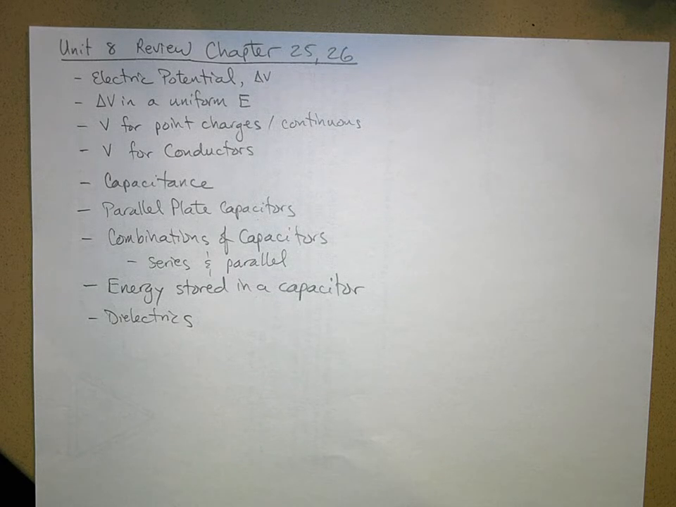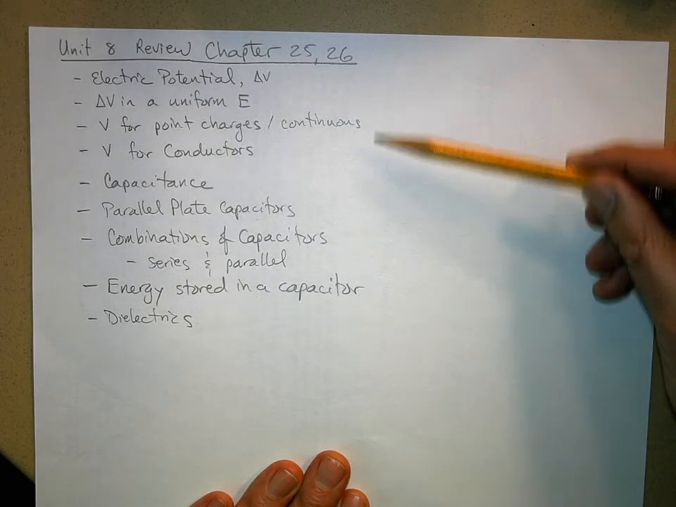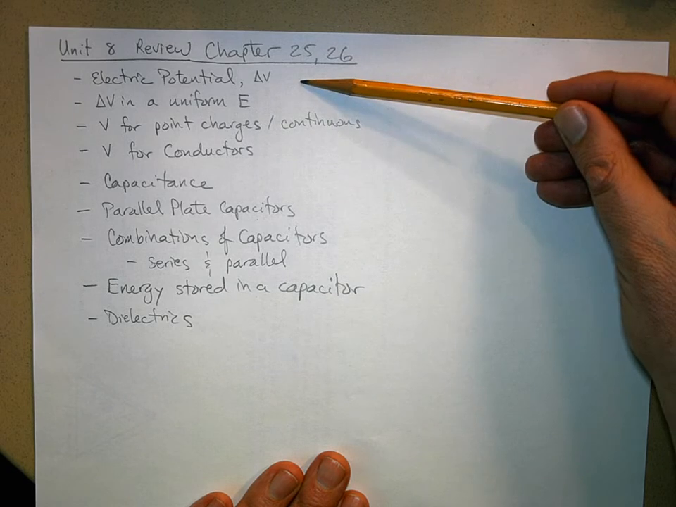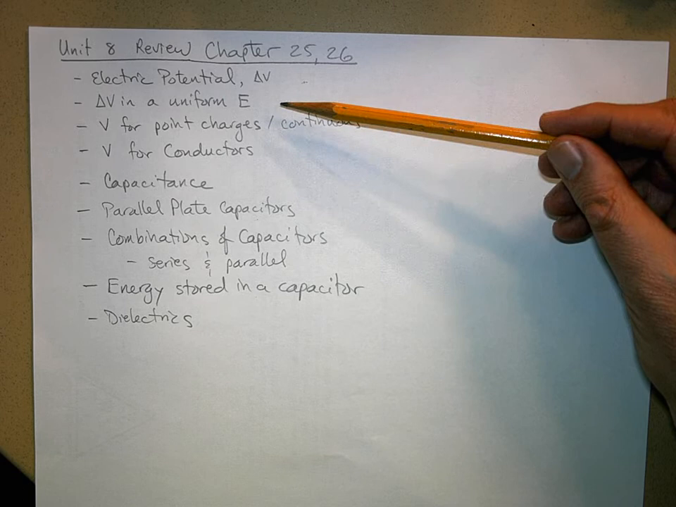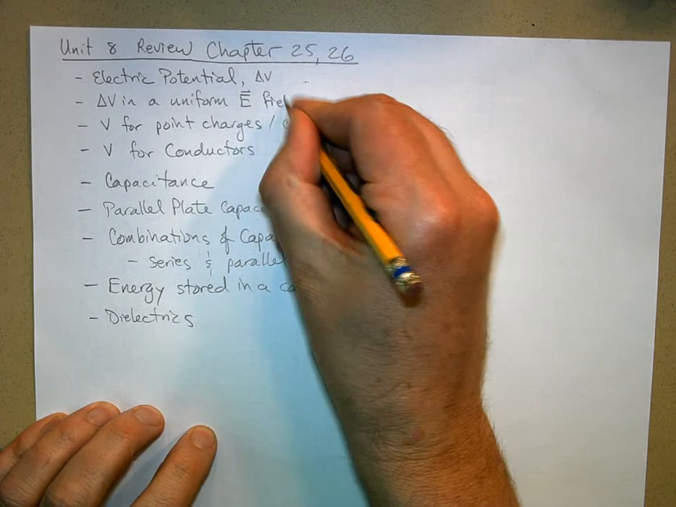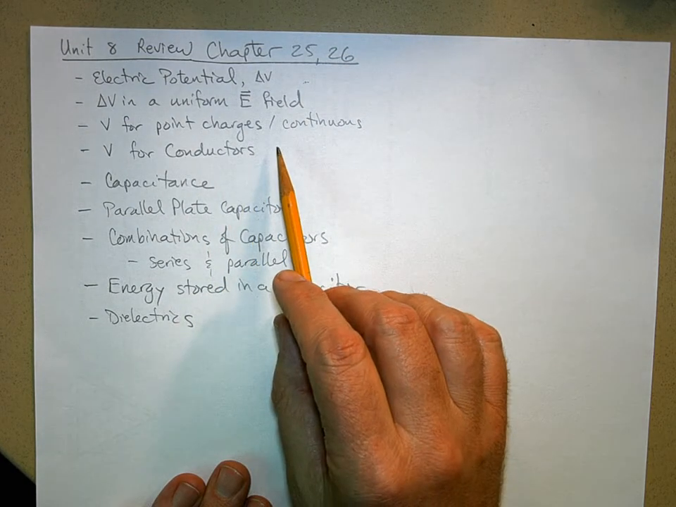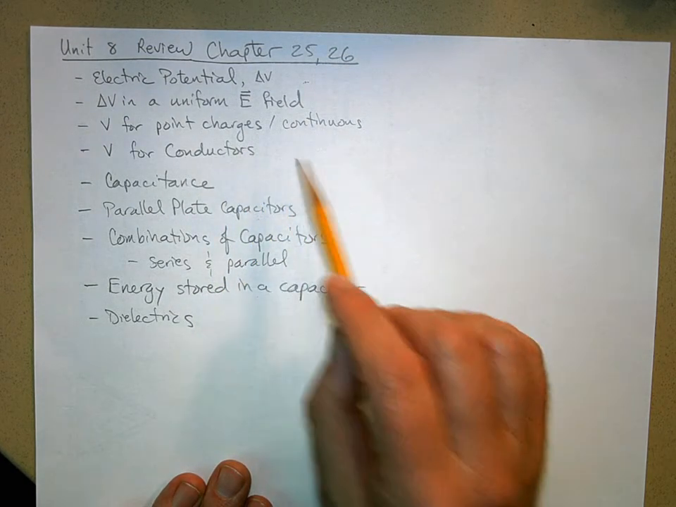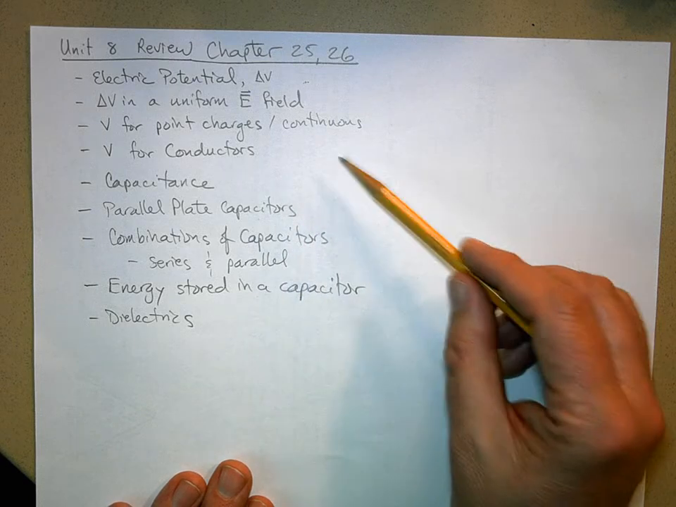So let's review for the Unit 8 exam, Chapter 25 and 26. These are the topics I'm going to go through. We're going to talk about the definition of electric potential, and we'll talk about potential in a uniform electric field, E field. Then we'll talk about the potential of point charges, and then from that we'll briefly discuss continuous charge distributions, although there is nothing like that on the test.